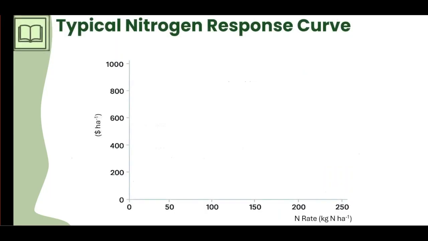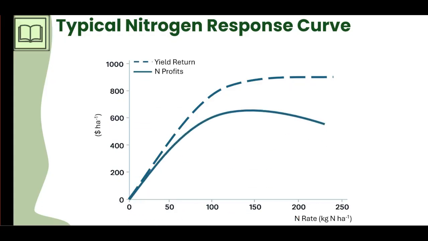So a little bit of theory to understand where this nitrogen will be located in a nitrogen response curve. So here is a typical nitrogen response curve. The x-axis is the nitrogen rate, and the y-axis is dollars per hectare. When we increase the nitrogen rates, usually we increase yield at the beginning to a point where there is a plateau. When we multiply the yield times the price of corn, that is the yield return curve that you see here. When you subtract the cost of nitrogen from that return, you get the nitrogen profits.